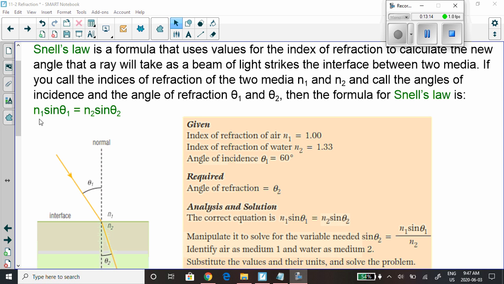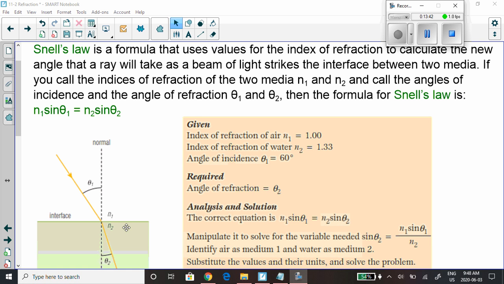If you take the index of refraction of the first material, multiply it by the sine of this first angle, it will equal the index of refraction of the second material multiplied by the sine of the second angle.